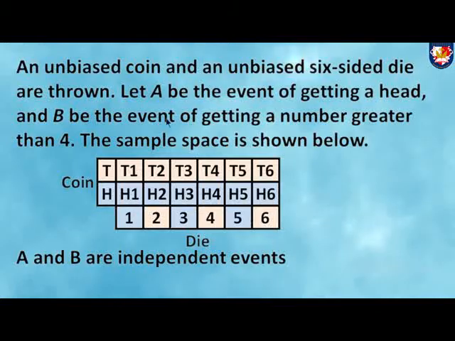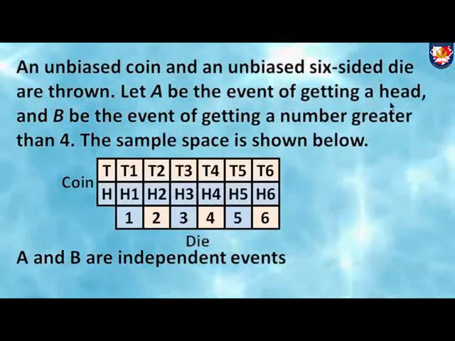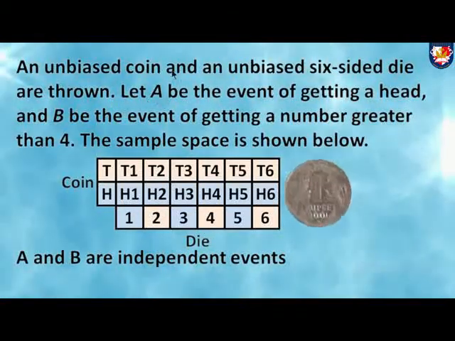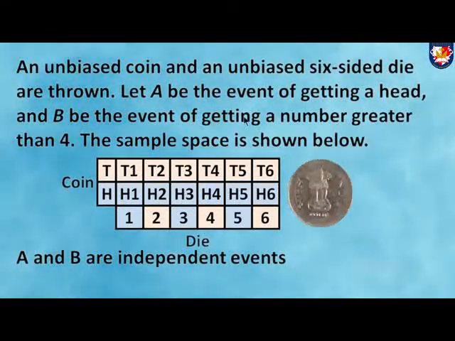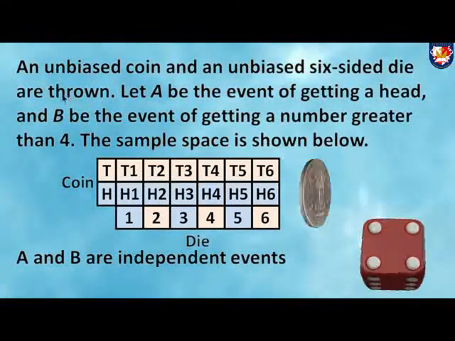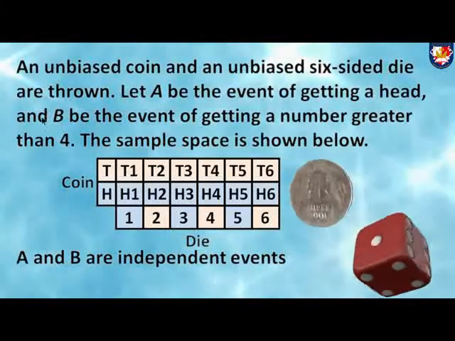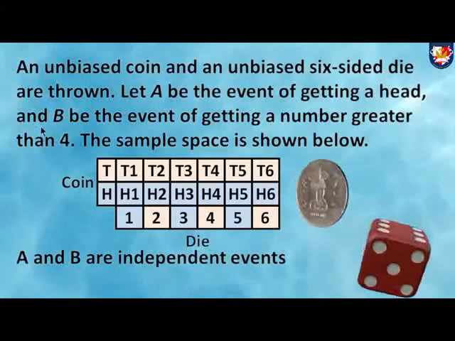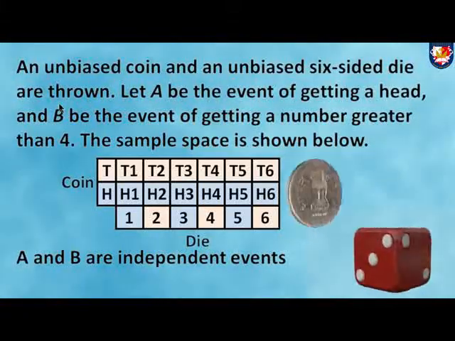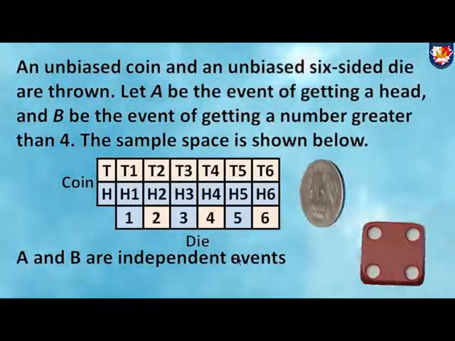Why? Because event A, getting a head, is about the coin, and event B, getting a number greater than 4, is about the die. What happened in the coin will not affect what happened in the die. So A and B are independent events.